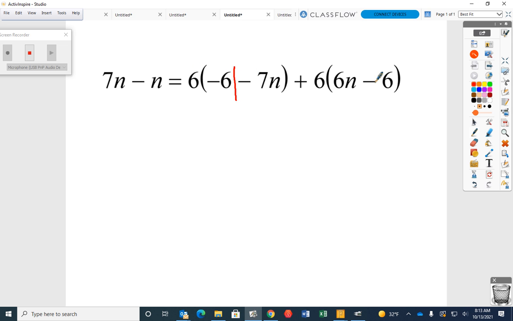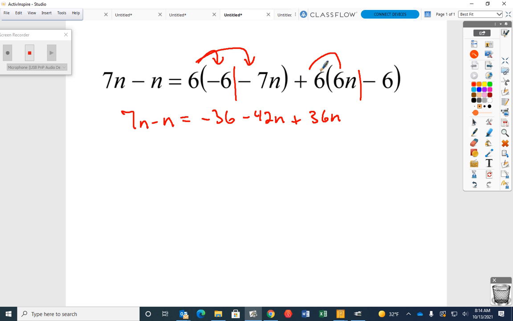Okay, separate these terms. Separate. Am I doing anything with 7n minus n? No. So I'm going to bring this down. Okay, what is 6 times negative 6? Negative 36. What is 6 times negative 7n? Negative 42n. Good. What is positive 6 times positive 6n? Plus 36n. And what is 6 times negative 6? Negative 36. Okay, so we're starting to go in the right direction. We got rid of our parentheses, right? Okay, now I want to see if I can combine anything, okay?